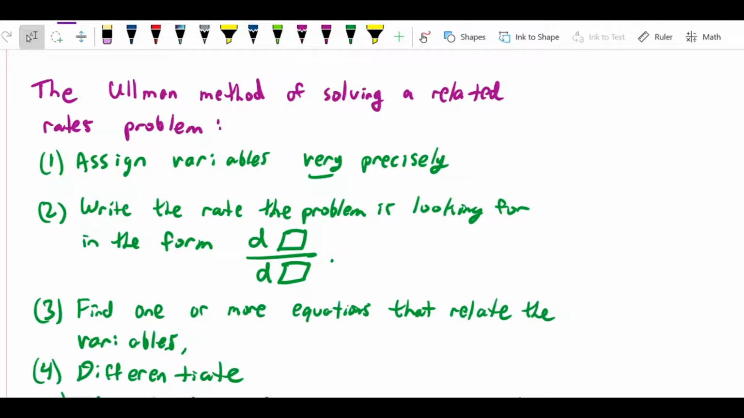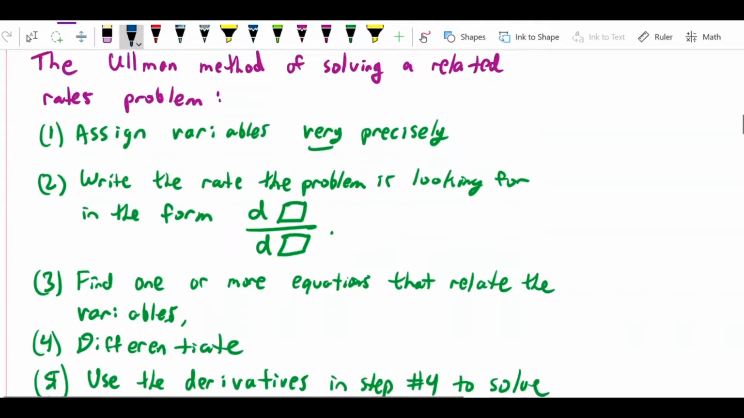Second step is to write the rate the problem is looking for in the form of d one variable over d another variable. Again, we'll get to an example of that, but the point is that we're almost always asking for a rate with respect to time. We're asking how fast something is moving away from something else, which means we're asking at the rate at which some distance is increasing with respect to time. So that would be something like dx over dt, or maybe we're asking the rate at which the area of something is increasing with respect to time. So that would be dA over dt, where A is area. So once you've assigned the variables, you're going to be able to very precisely state in this form what rate the problem is looking for.